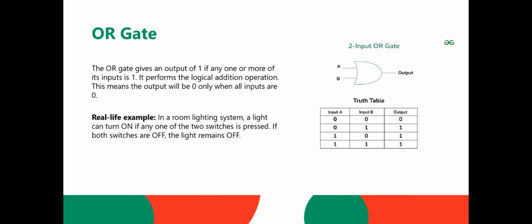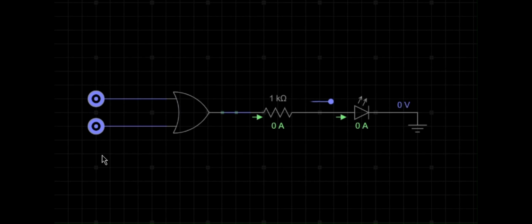OR gate. The OR gate gives an output of 1 if any one or more of its inputs is 1. It performs a logical addition operation. This means the output will be 0 only when all inputs are 0. See here in this truth table, if 0 0 is the input, it will return 0; 0 1 gives 1; 1 0 gives 1; 1 1 gives 1.